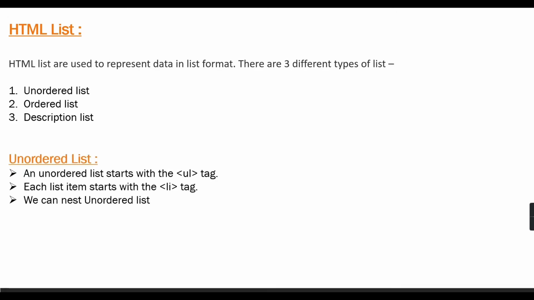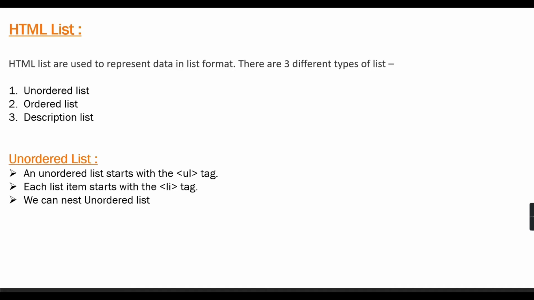An unordered list starts with the UL tag. UL stands for unordered list. Each list item starts with the li tag. li stands for list item, so every item in the list will be represented in the li tag. We can nest unordered lists. I will show you in the demo how we can nest the unordered list.